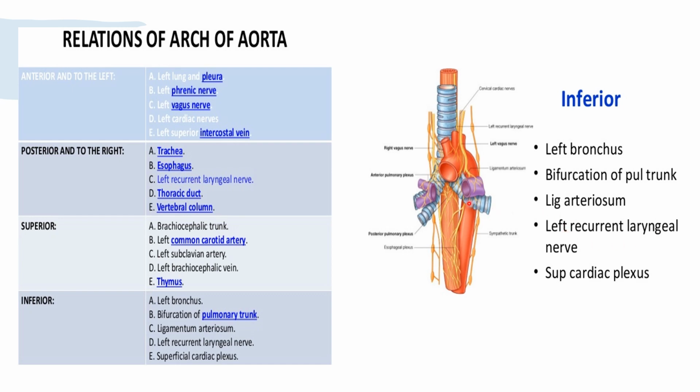Then the left recurrent laryngeal nerve and the superficial cardiac plexus. So these are the relations of the arch of aorta inferiorly. So we have seen the relations anterior and to the left, posterior and to the right, superior relations, and these are the inferior relations of the arch of aorta.